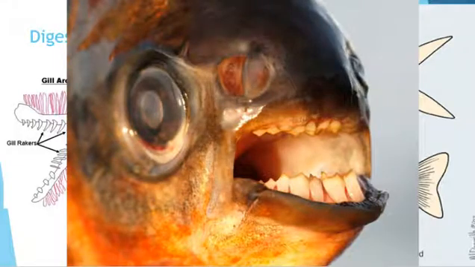Need some braces. I know. They're not great teeth. If I'm not mistaken, I believe this is a piranha. Have you heard of a piranha? Aren't your teeth supposed to be sharp? Well, they are pretty sharp, but what they do is they'll nibble away at whatever they're eating really fast, including if you jump in the water with them.